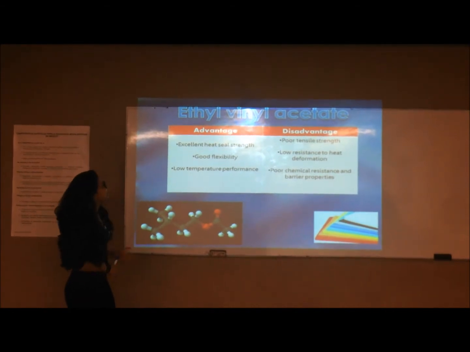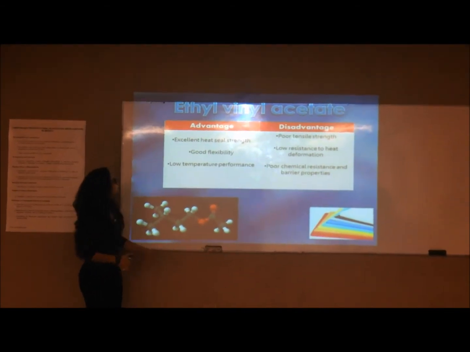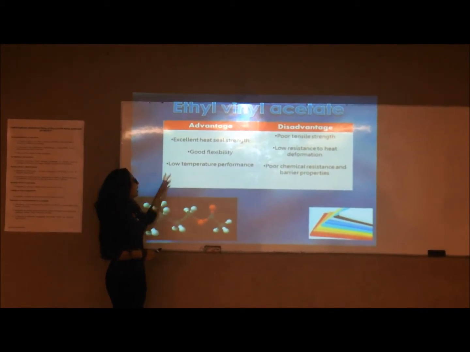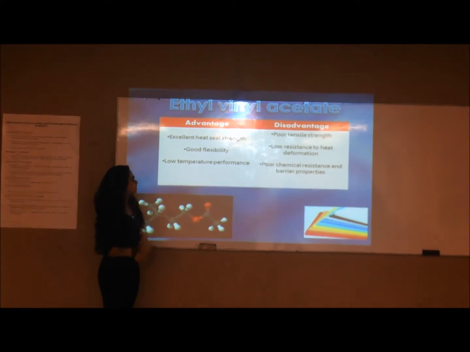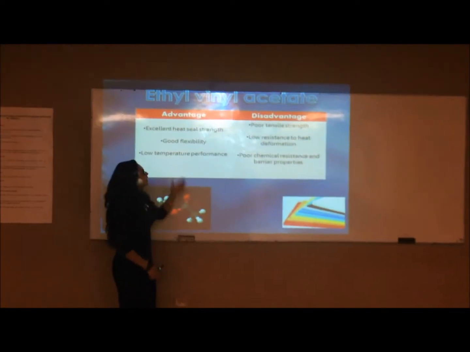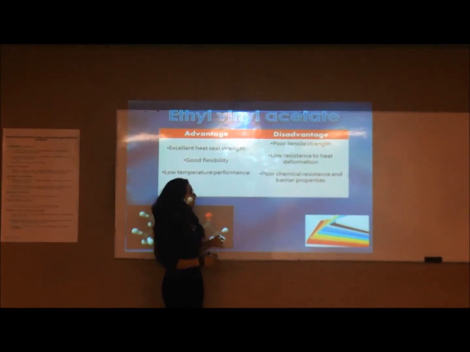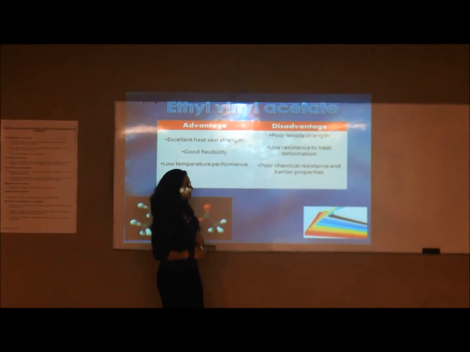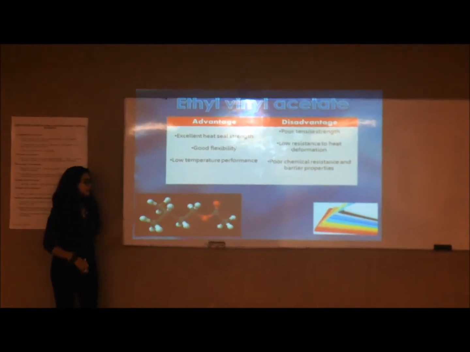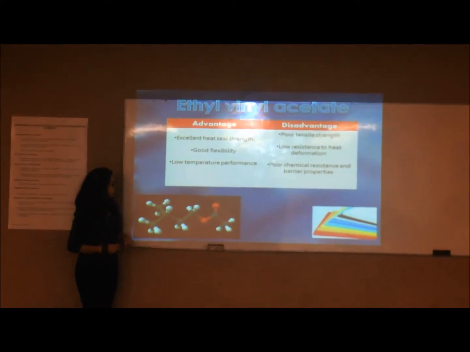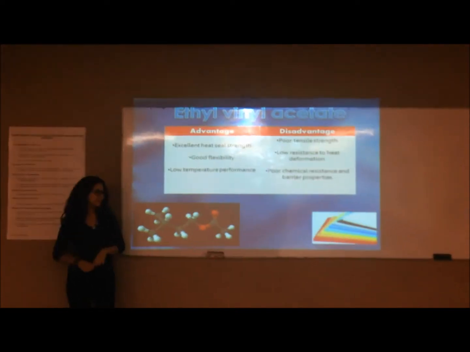Okay, and if you analyze EVA, we have advantages and disadvantages too. In advantages, we have an excellent heat seal strength, good flexibility, low temperature performance. In disadvantages, we have poor tensile strength, low resistance to heat deformation, poor chemical resistance, and barrier properties. We have here an image that shows us the structure of the ethylene vinyl acetate.